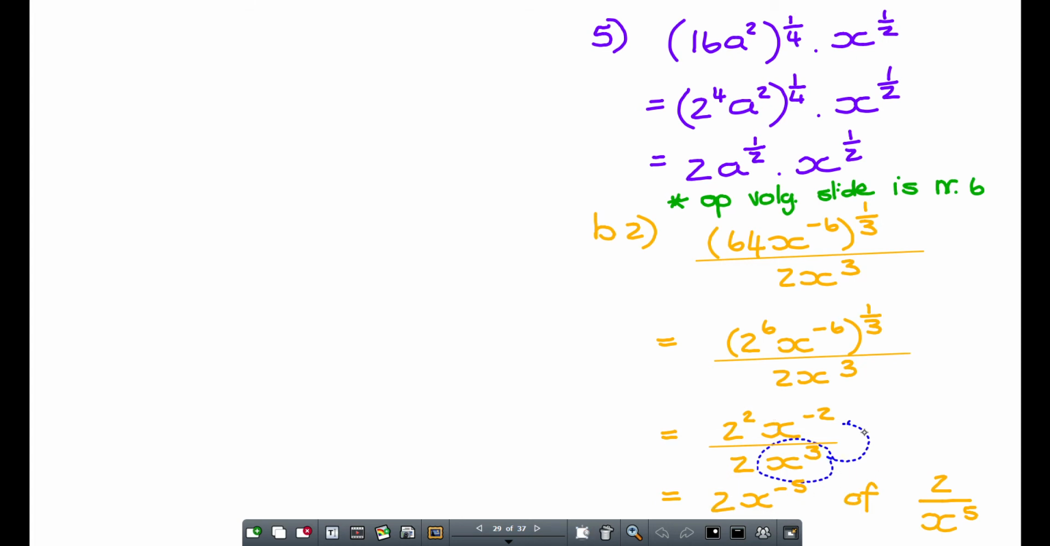If I were to move that to the top, that's going to become minus 3. And that's how I got x to the power of minus 5. Or you could have left it as 2 over x to the power of positive 5. So either one of those two. Nee. Is julle by met hoe ek daar kom?